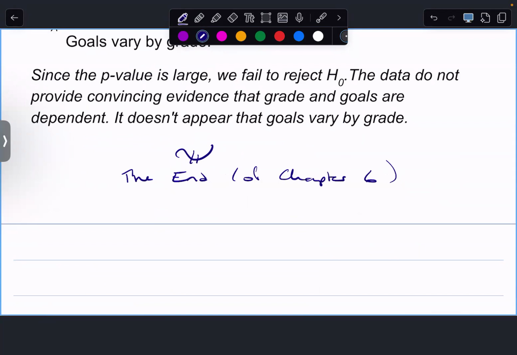How about them apples? Which means we're going to start chapter 7 next day, which means we're going to move into numerical data. But we're going to do confidence intervals and hypothesis testing again. Don't you worry.